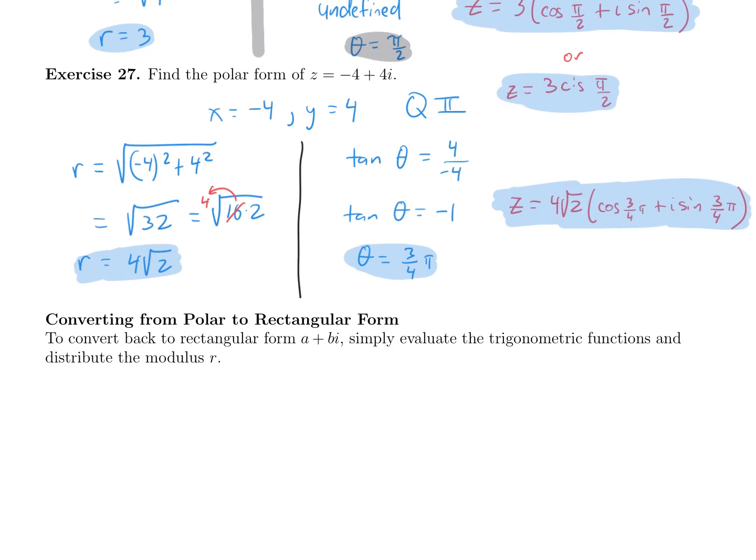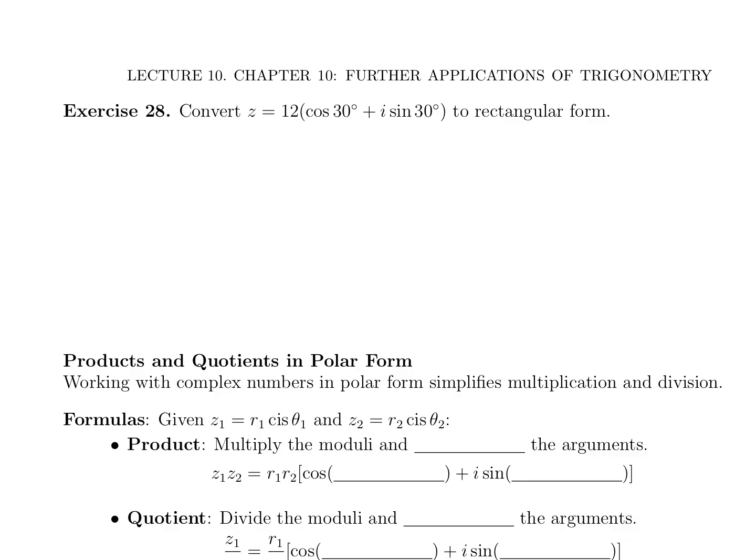Okay, so now we're going to go in the opposite direction. We're going to go from polar form to rectangular form. Actually, that's the easier way to go. So let's take a look at how you would do that. As you can see, we have a polar form complex number, and they want us to convert it to rectangular form. So it's just a matter of evaluating cosine of 30, sine of 30, and then distributing the 12. So that's all you really have to do. So it's easier to go in this direction.